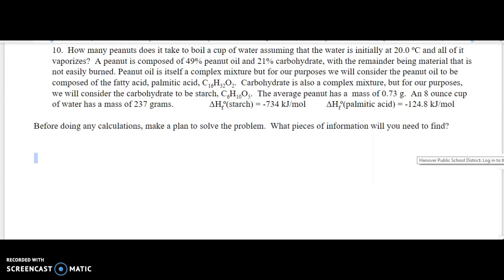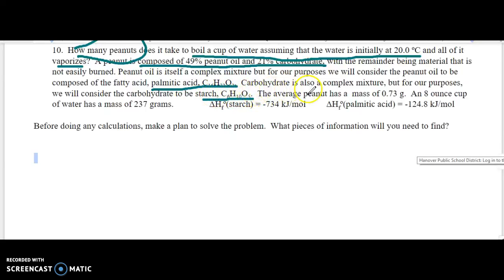So as you're reading this problem, there are a lot of things going on in this one. The big question is, how many peanuts does it take? We're boiling a cup of water, assuming that the water is initially at 20 degrees and all of it vaporizes. We have some information about peanut oil and carbohydrate percentages in a peanut, and we're considering the peanut oil is palmitic acid, and carbohydrate is going to be a starch.